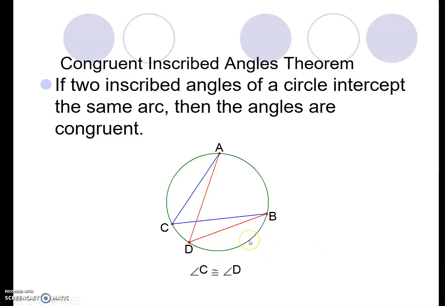So if I had a third angle over here, say angle E, as long as its endpoints were on A and B, it's also going to be the same exact measure. So it doesn't matter where the vertex is. All that matters is that it's the inscribed angle, and that's the intercepted arc.